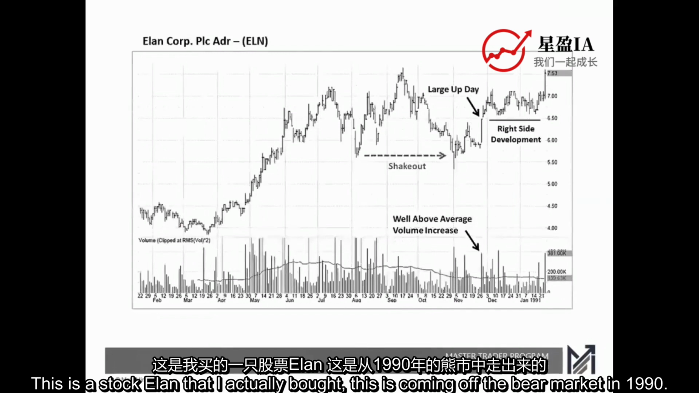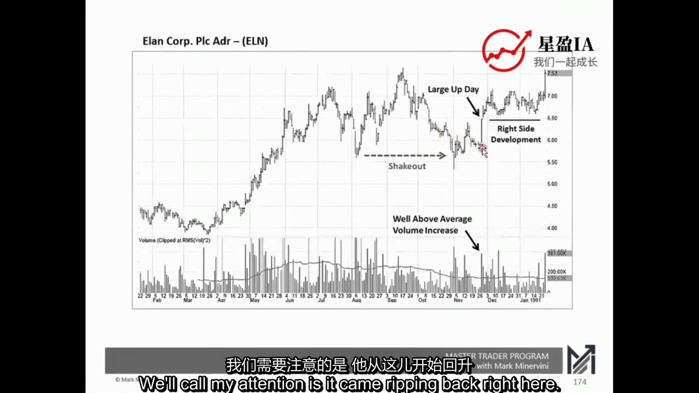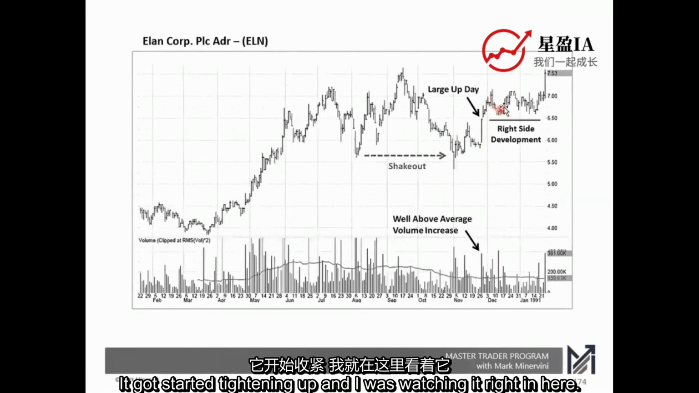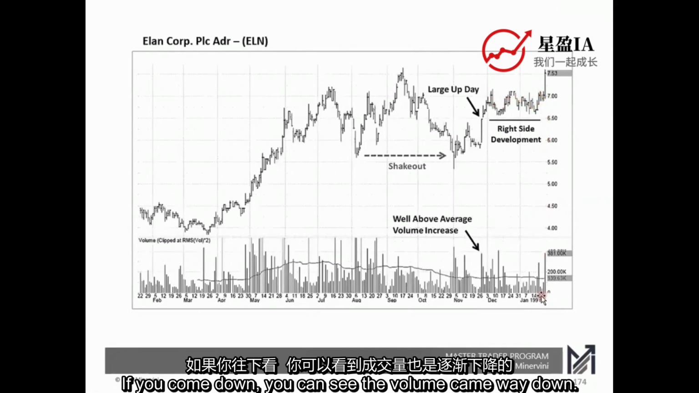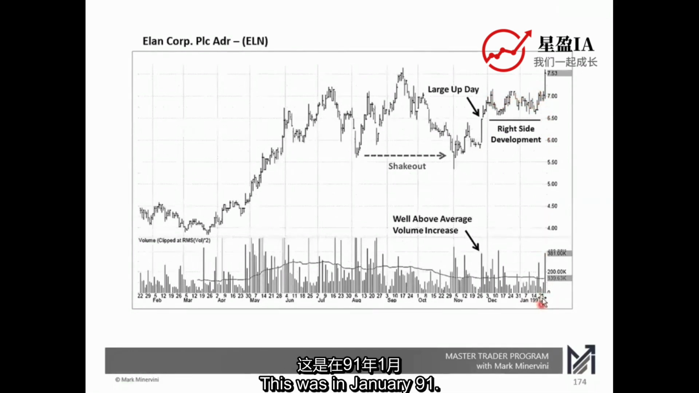This is a stock, Elan, that I actually bought. This was coming off the bear market in 1990. And what caught my attention is it came ripping back right here. It started tightening up, and I was watching it right in here. And then over a couple of days, it got super, super tight. If you come down, you can see the volume came way down. This was in January 91.